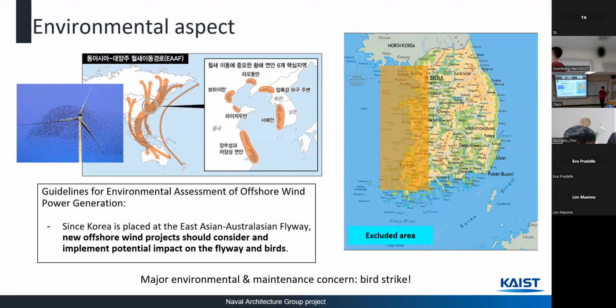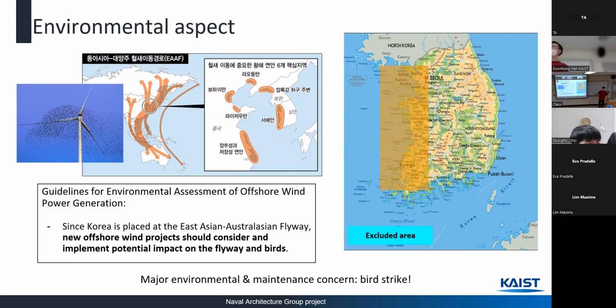So for the environmental aspect, we saw the guideline for environmental assessment of offshore wind power generation, but Korea is in the flyway of birds. Some birds migrate from Australia to Northwest Asia, and so pass through South Korea, and so there can be interference with the wind turbine. They can hit the blade, so it's bad for the bird, but it's also bad for the wind turbine because it can damage it. And according to this map, they go through the west side of South Korea.